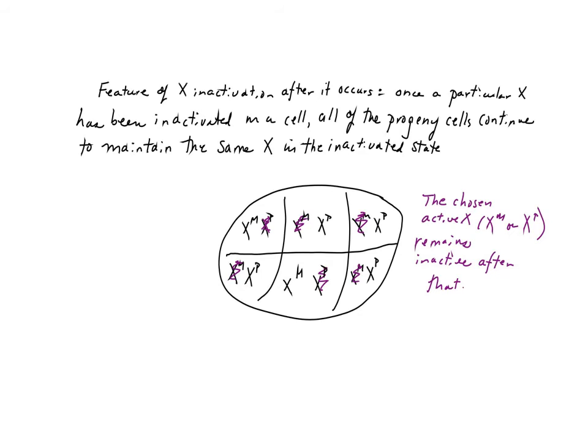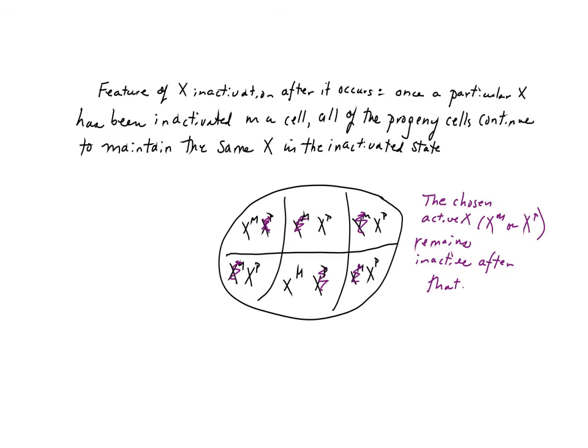Okay, so representing how this works during embryonic development, I'm showing a 6-celled embryo, which usually is more cells than that, but this is just representational, where I've got an XM, say maternal, and an XP, paternal, in each of the cells. At some point during embryonic development, one of the X's is chosen to be inactivated, leaving the other X to be the active X in that cell.